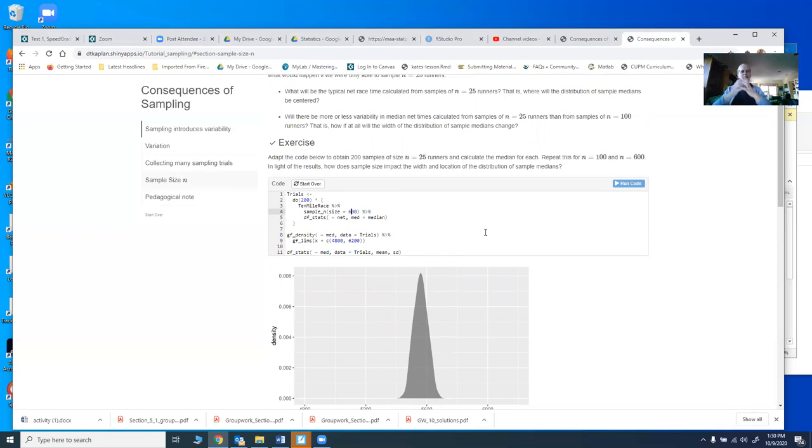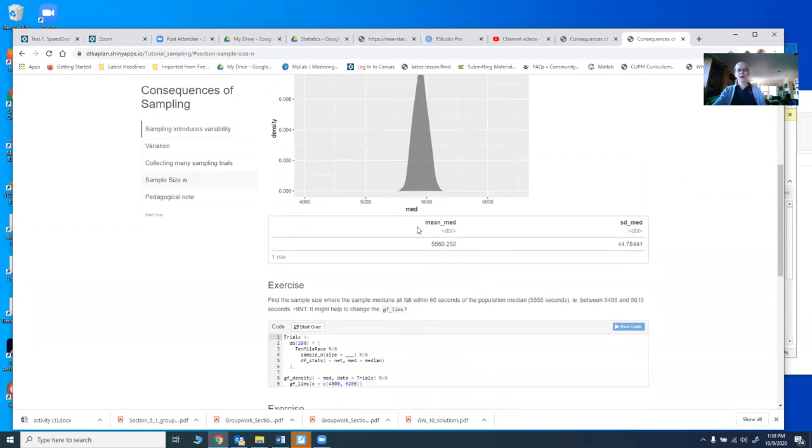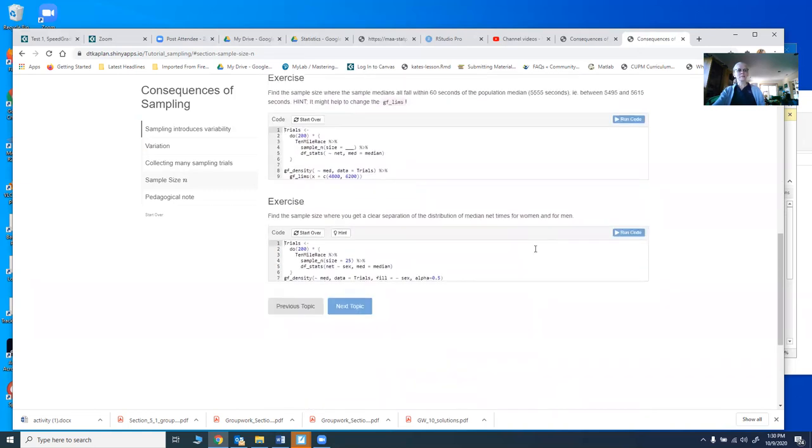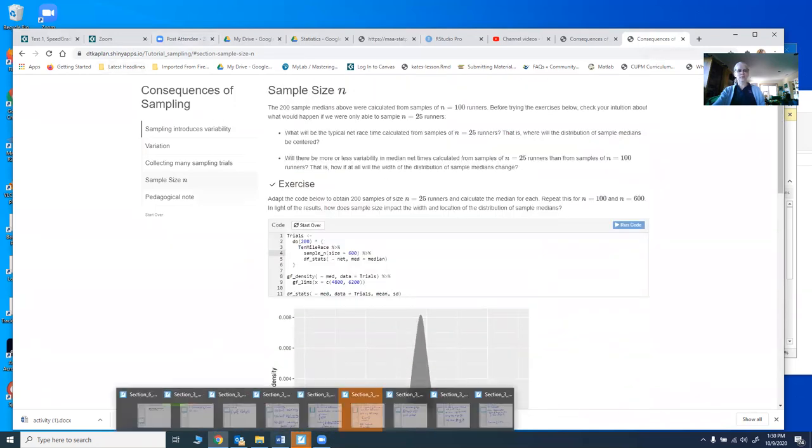Now we're doing that again. I'm taking 600 of them, calculating my median, doing that 200 times and calculating the median every single time. And then this is the distribution of those medians. And this is my sample median again. Notice it's pretty close to the 5555 that we had before. And here is my standard deviation. Notice it's not the same as the standard deviation of the population. And that's okay. All right. So this is what a sampling distribution is. This is the whole concept of one.